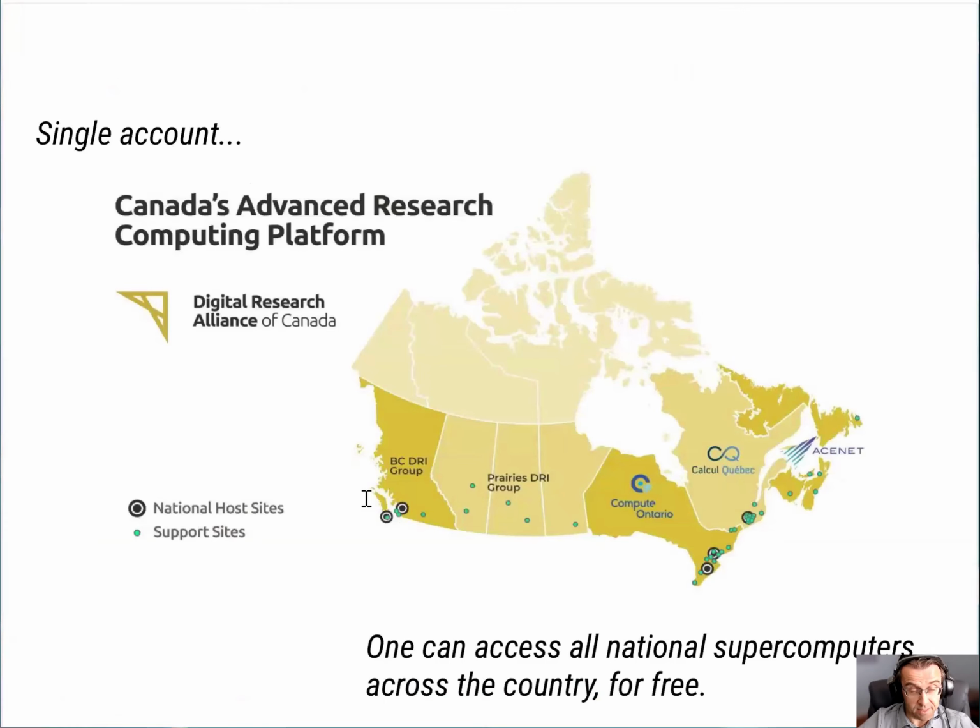Here is the map of Canada and also the map of the Alliance, which is a national organization. It consists of 5, it used to be 4, now it's 5 regional partners. And some of these regions host a national host site. So there are 5 major national sites, 5 clusters, and they're also marked on this map. Now we have BC DRI group, Prairies DRI group, and Compute Ontario, and Sharcnet is part of it. The other 2 major consortia that are part of Compute Ontario are Scinet, based at University of Toronto, and CAC, basically Queens and Ottawa. And then we also have Calcul Quebec, and eastern provinces are covered by AceNet.